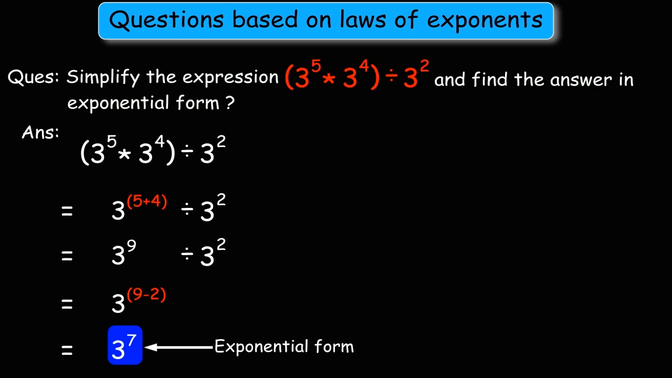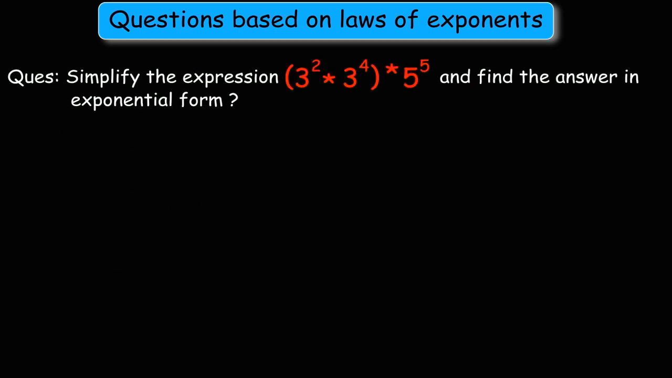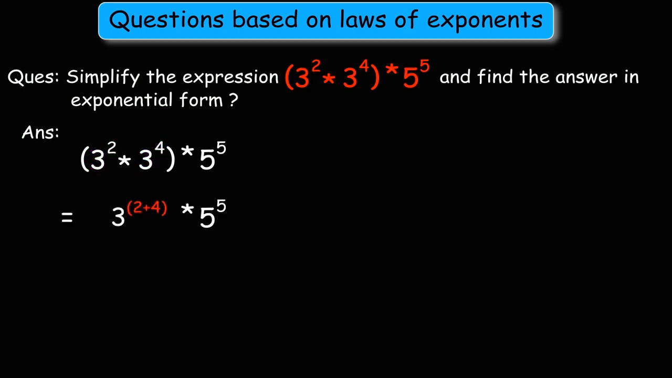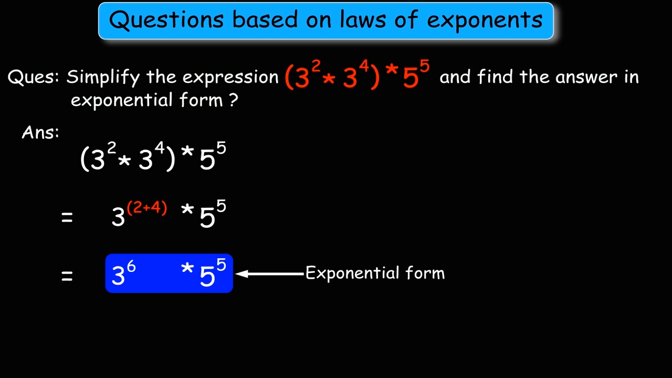Next question, simplify the expression. 3 to the power of 2 times 3 to the power of 4, and that entire thing multiplied with 5 to the power of 5. So here we have two 3's. The bases are the same, so we can add the exponents 4 and 2. Therefore, we will get 3 to the power of 6 times 5 to the power of 5. So here the bases are different. Therefore, there is no exponential law to solve this question. Therefore, this will be our final answer, which is in exponential form: 3 to the power of 6 times 5 to the power of 5.